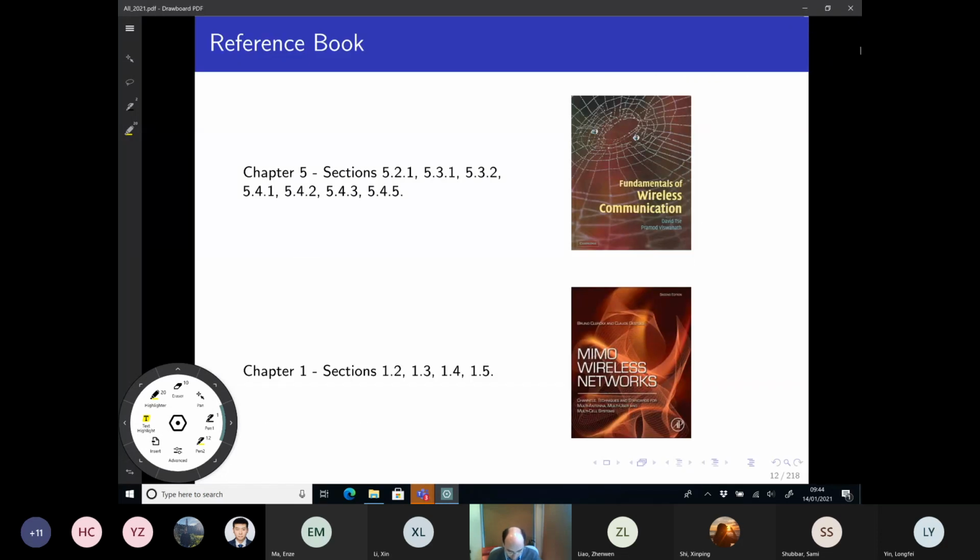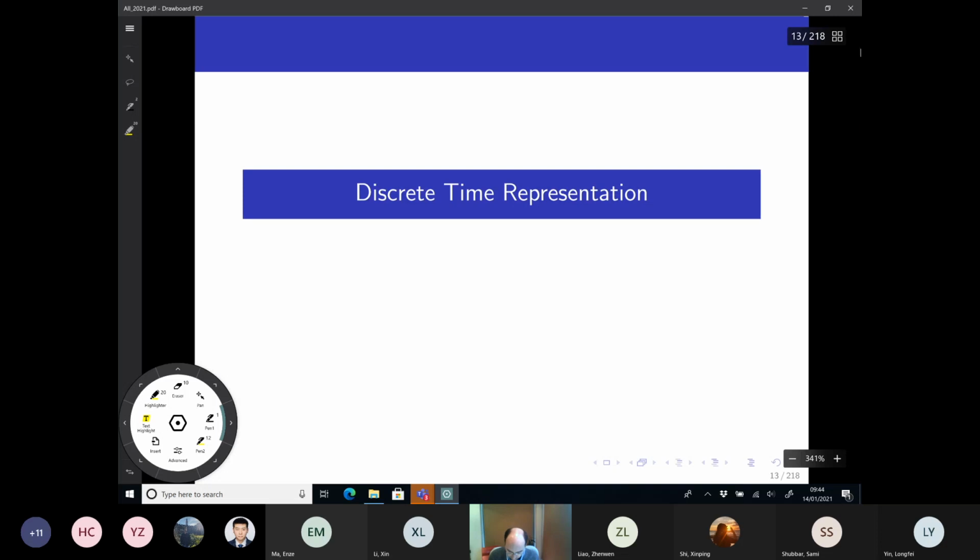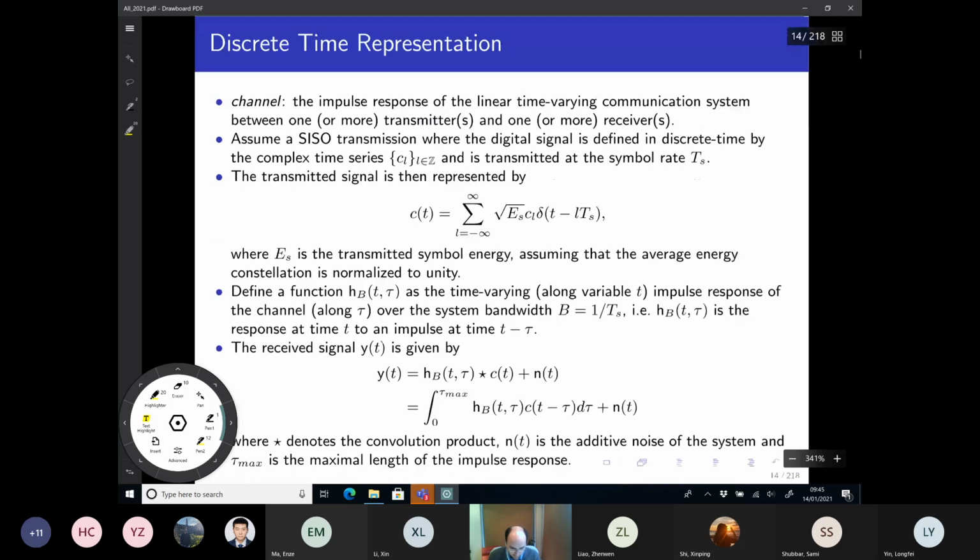Some of the things I'm talking about are in chapter 1 of this book. Some aspects are also in chapter 5 of David Tse's book. Feel free to have a look at those sections if you want to have more details about the content of those lecture notes.